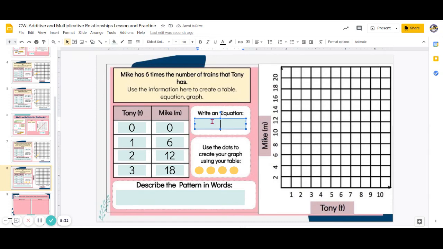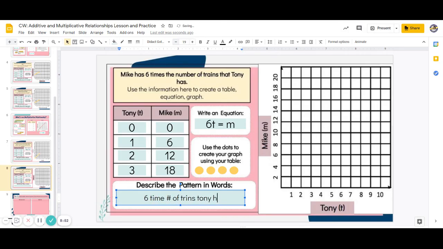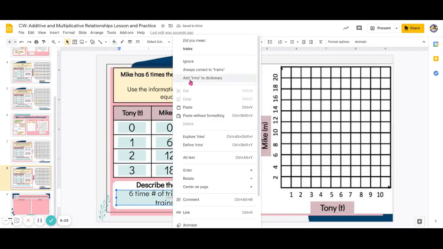Okay, so our equation is, and we're going to use these variables, that we have 6 times the amount of trains that Tony has. It's going to equal the amount that Mike has. Okay, so I will write that in. 6 times the number of trains Tony has is the number of trains Mike has. Maybe that's not high school trains.